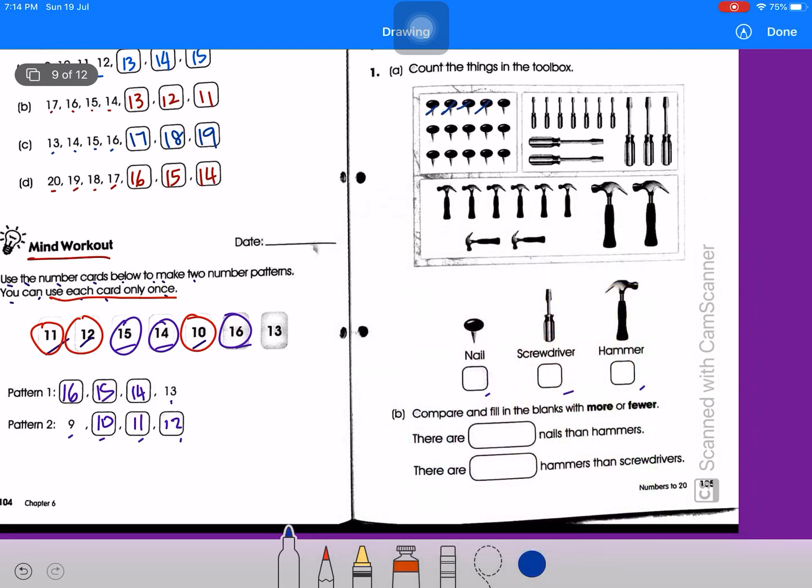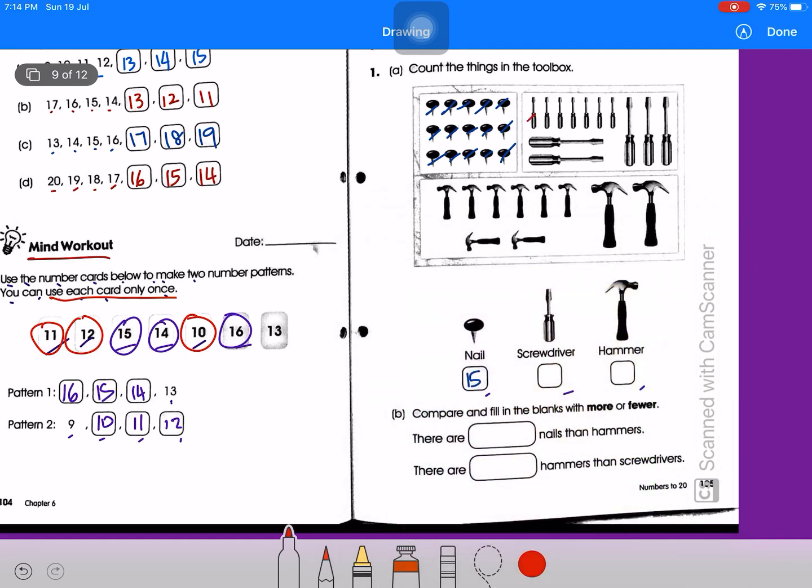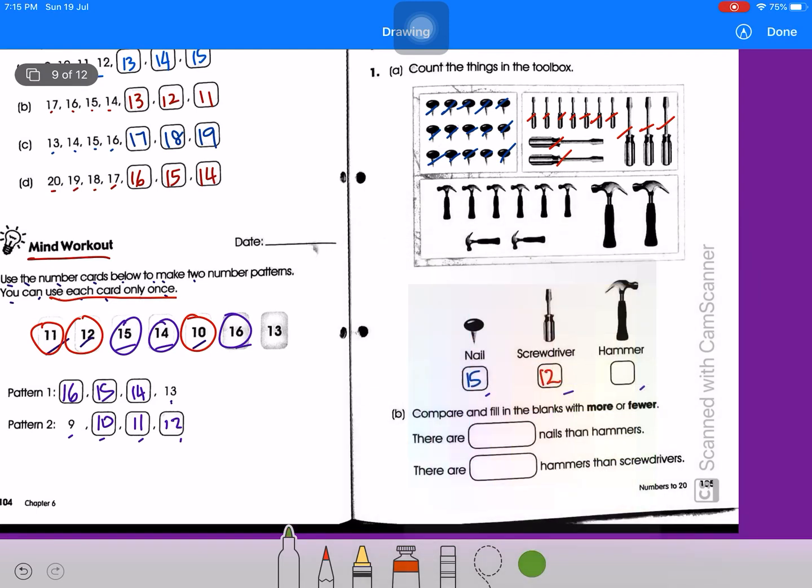1, 2, 3, 4, 5, 6, 7, 8, 9, 10, 11, 12, 13, 14, 15. So nail got 15. So let's check screwdriver now. 1, 2, 3, 4, 5, 6, 7, 8, 9, 10, 11, 12. Screwdriver got 12. So what about the hammer? 1, 2, 3, 4, 5, 6, 7, 8, 9, 10. So hammer got 10.